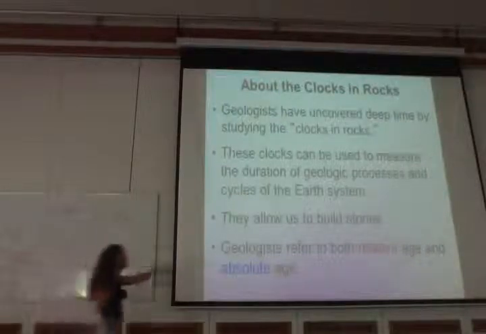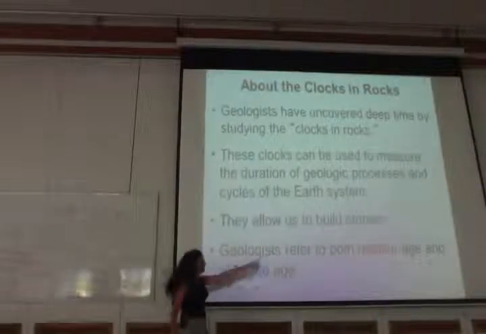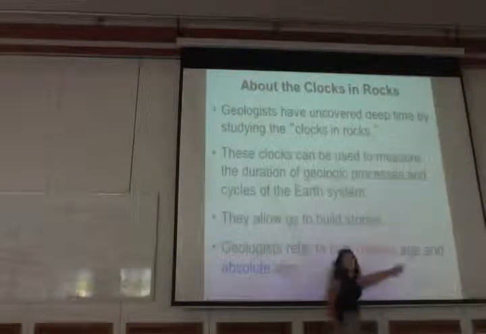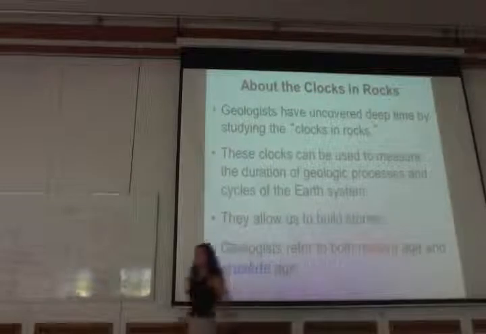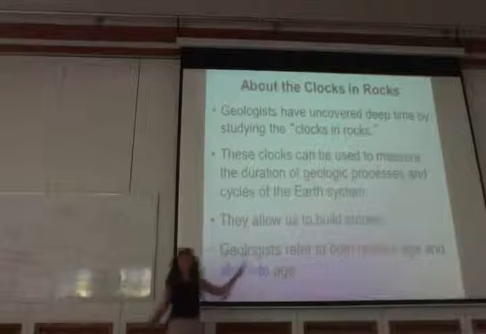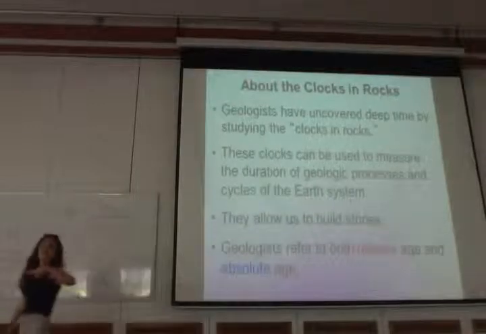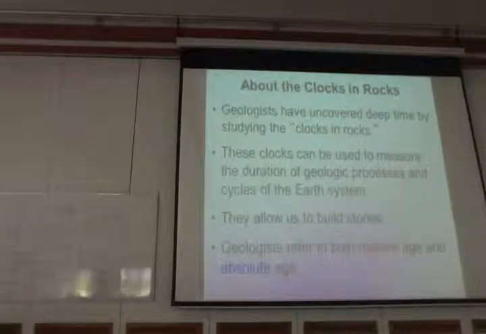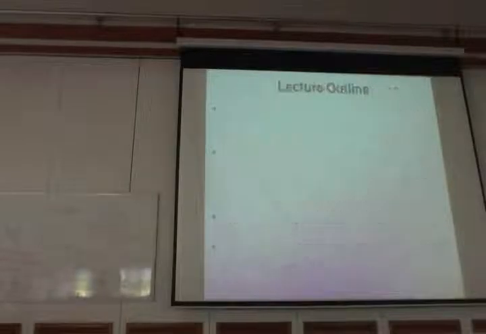And just to give you a reminder about these two terms, relative age is saying something is older than something else, or something came before something else. Absolute age is saying something happened 2 million years ago, and then something happened 1 million years ago. So putting actual numbers, so absolute numbers, on our stories.